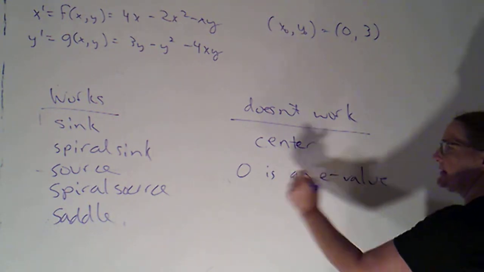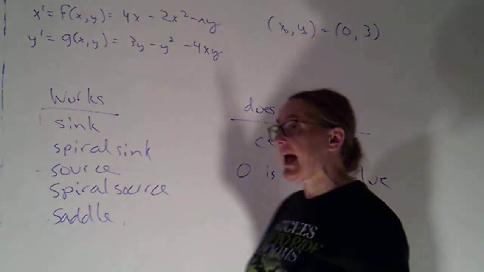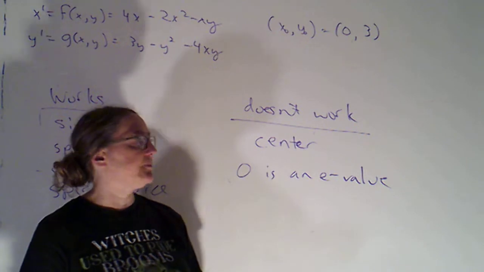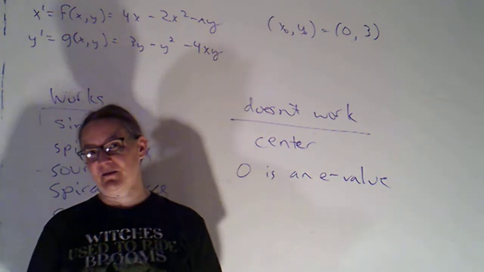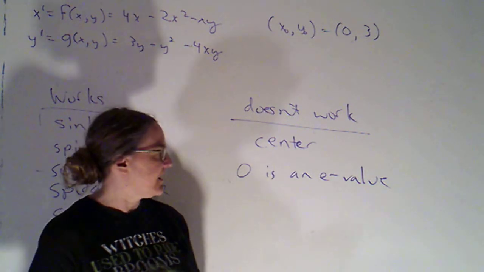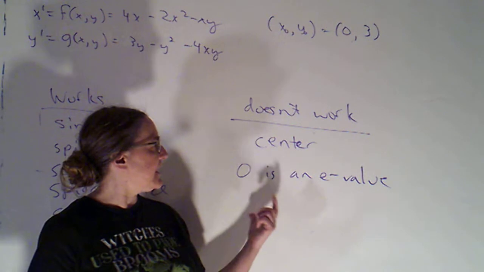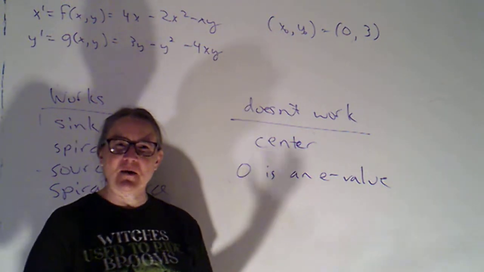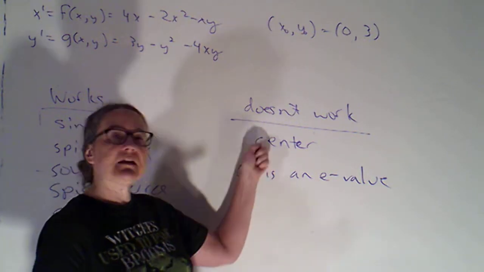Now, if you remember, in the linear system, when 0 was an eigenvalue, that meant that we had an entire line, or possibly the entire plane of equilibrium solutions. When that was the case, we didn't bother even in the linear system to classify the origin, because it wasn't the unique equilibrium solution, and it really wasn't special in the way that the unique equilibrium solution is. So these are the two cases where it doesn't work.